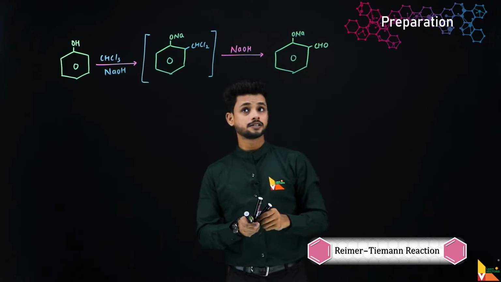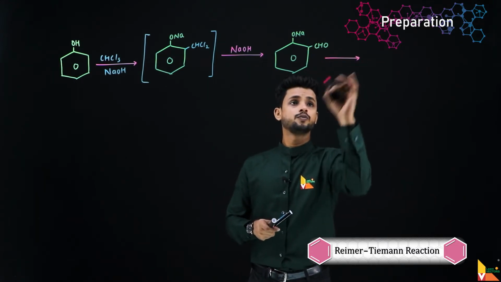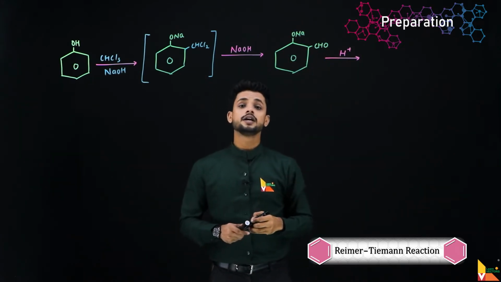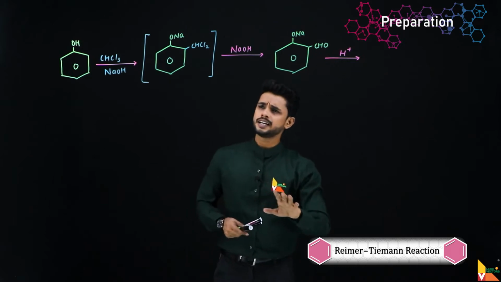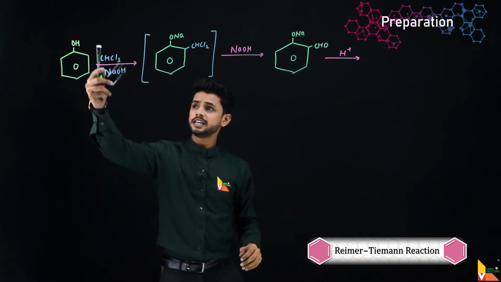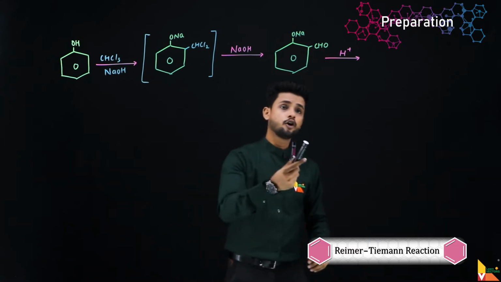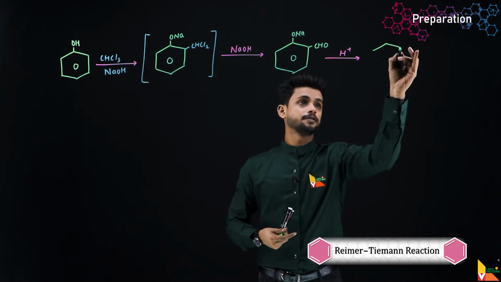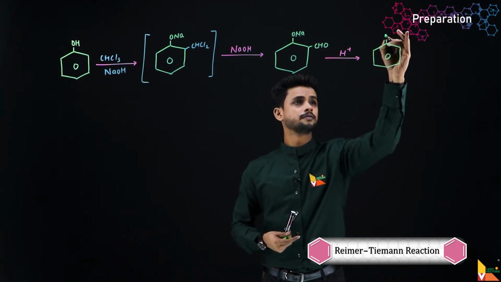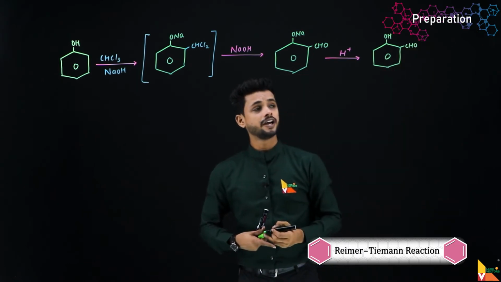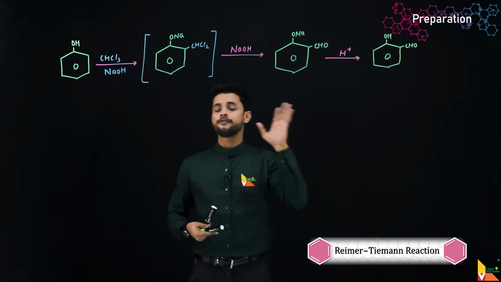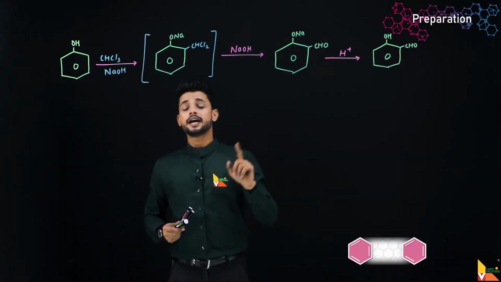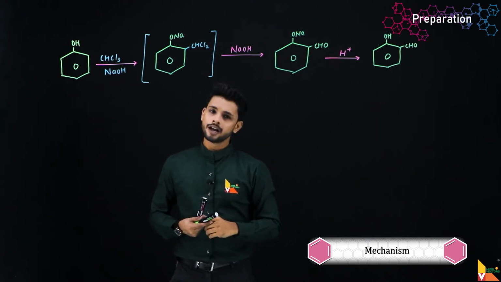Now for the final stage, we'll have an acid to get back the phenolic group. You can also state it as masking and demasking, where we are basically masking the phenolic group and later on we are demasking it by some acid. So here is the final product. Right, we have introduced the aldehyde group on phenol. Now this is the reaction for Reimer-Tiemann. Now we need to understand the mechanism as well. So without wasting time, let's move to the mechanism.